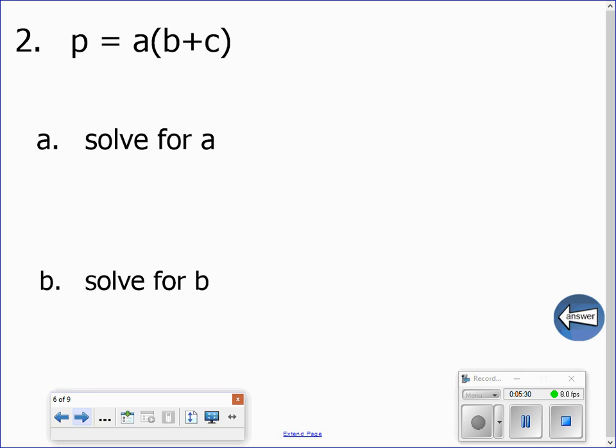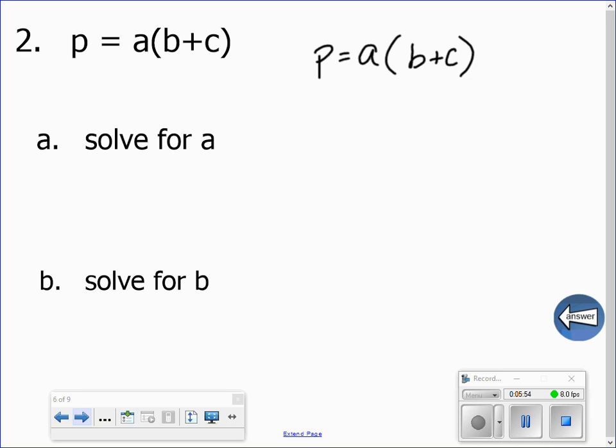Let's look at another example. So in example 2, we have p is equal to a times (b plus c). And we want to solve this equation for a. So this one's pretty easy. We want to look at, again, moving everything that's not the a to the other side.